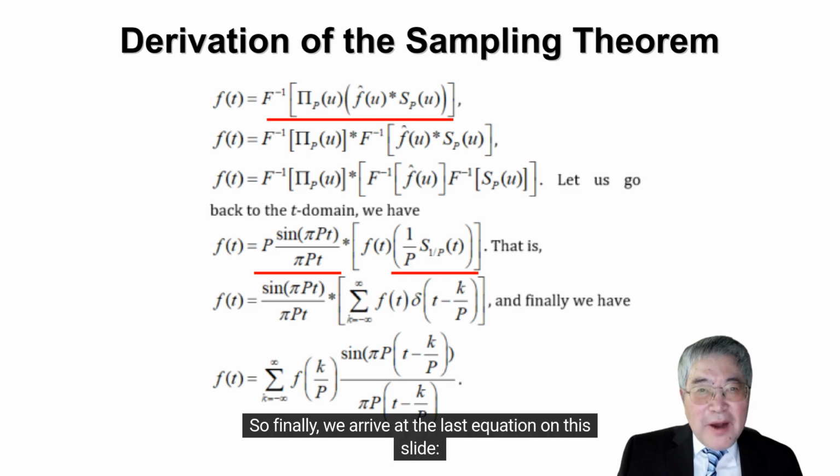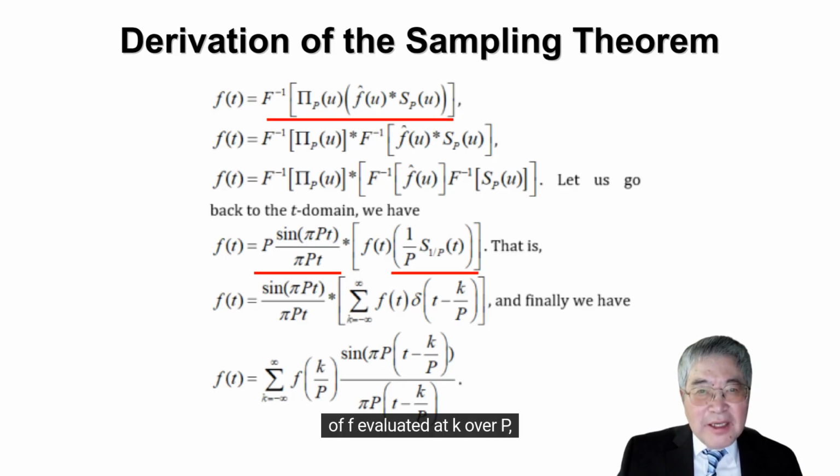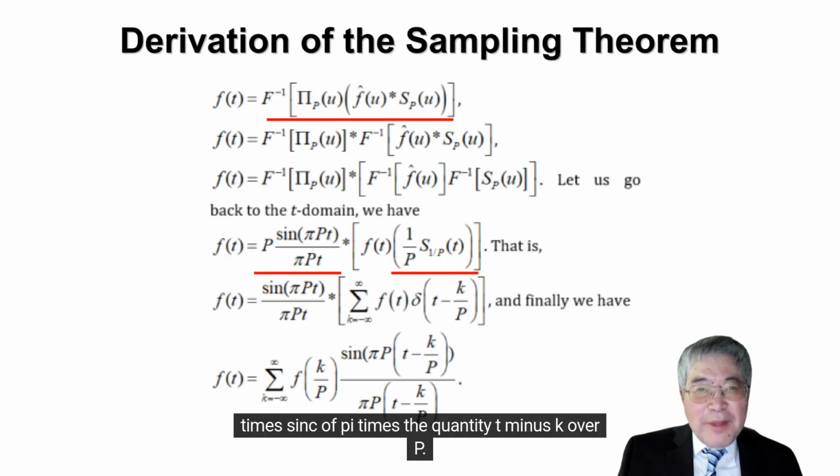So finally, we arrive at the last equation on this slide. f of t equals the sum over k from negative to positive infinity of f evaluated at k over p times sinc of pi times the quantity t minus k over p. This is the reconstruction formula for band-limited signals.